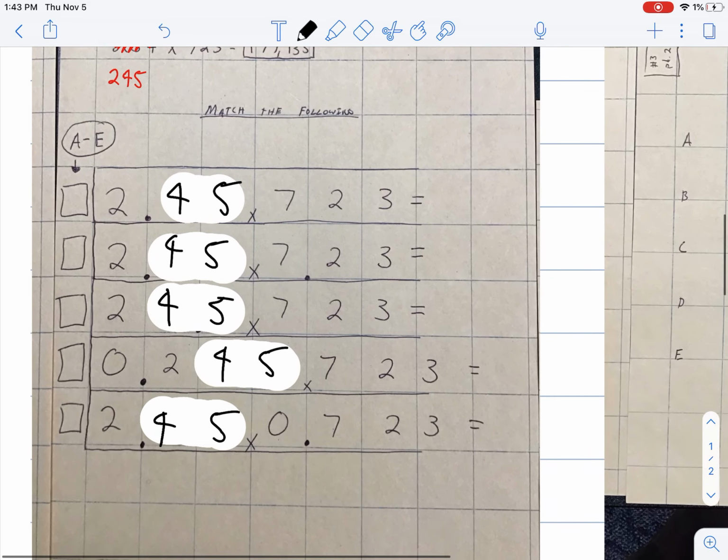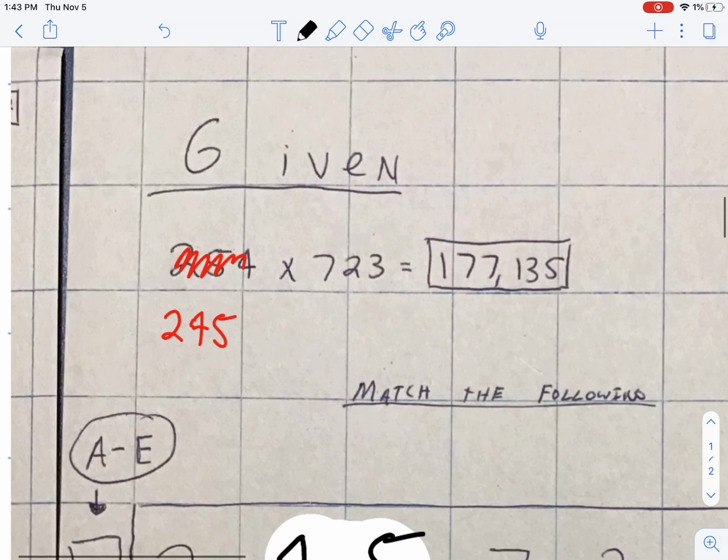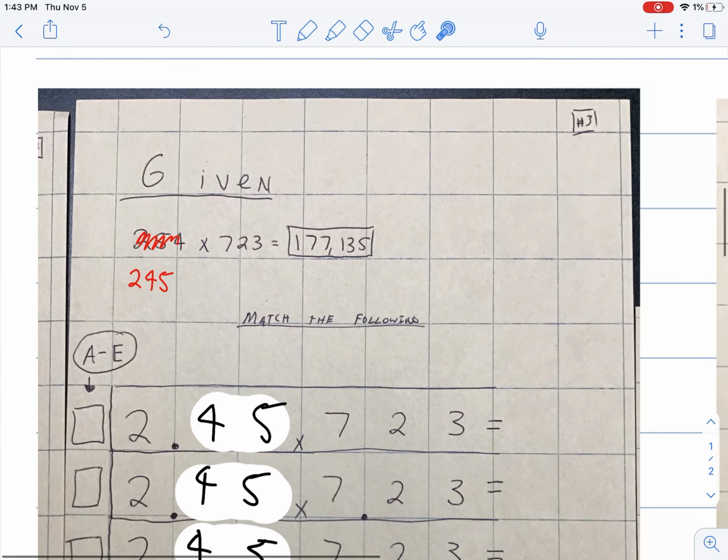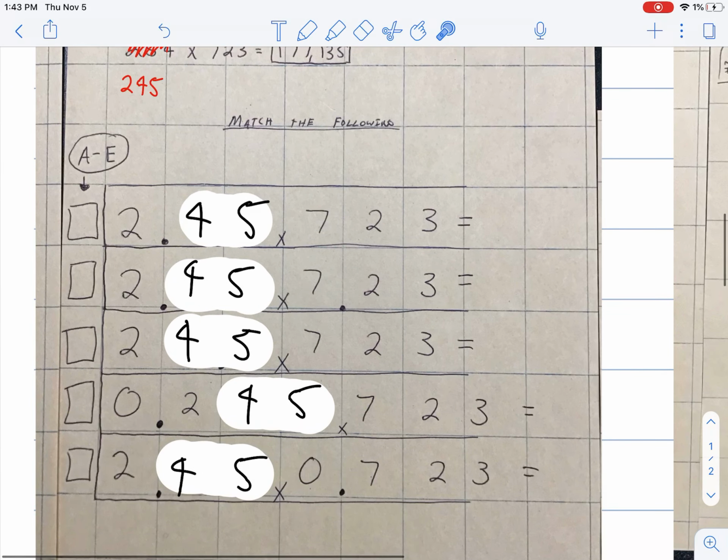Match those with these using this information. So what that says is if you have in this order a 2, 4, 5 multiplied by a 7, 2, and a 3. Those will make the digits 1, 7, 7, 1, 3, 5. Okay. And you see that all through here: 2, 4, 5 times 7, 2, 3.